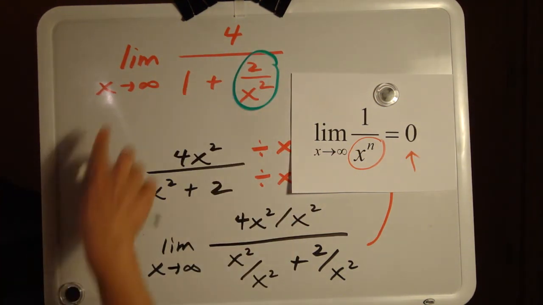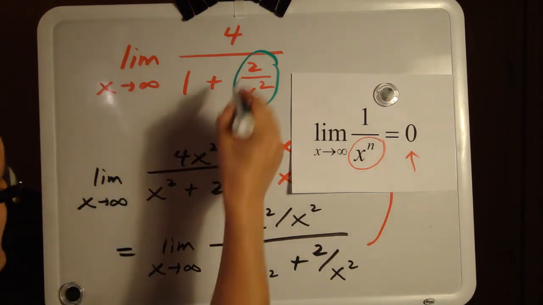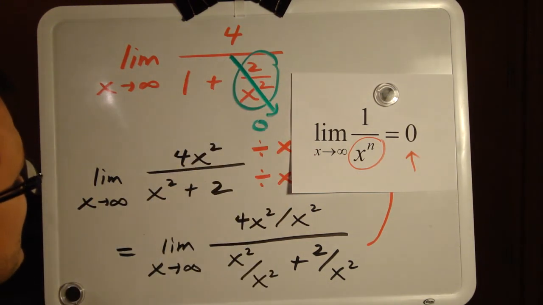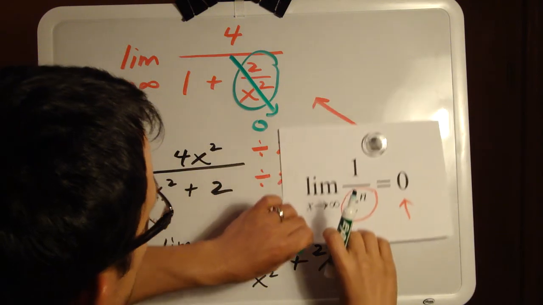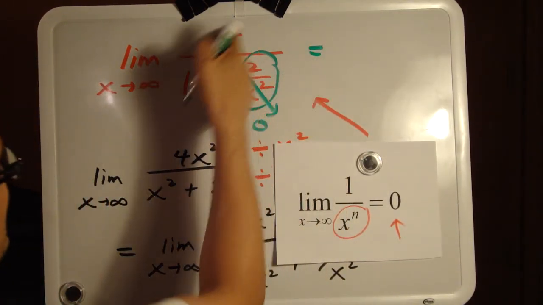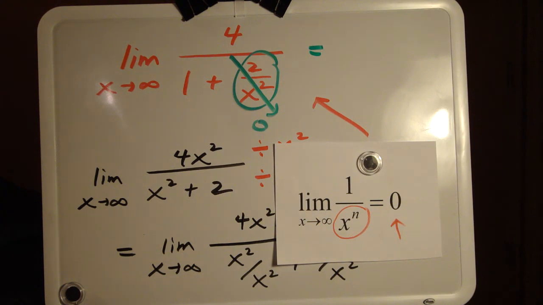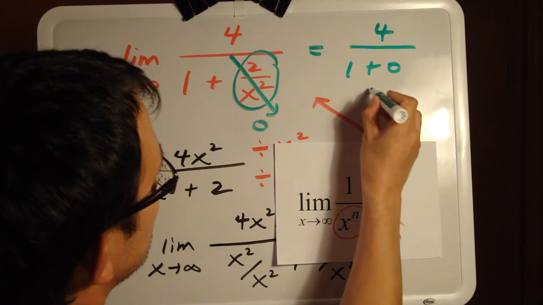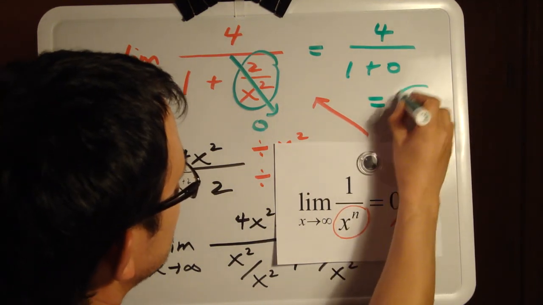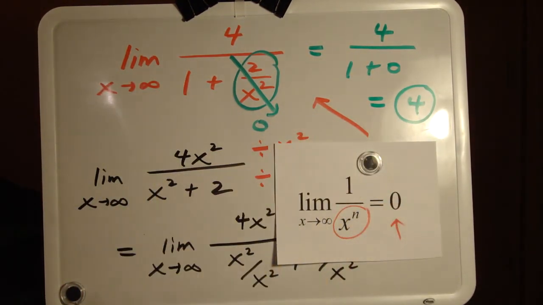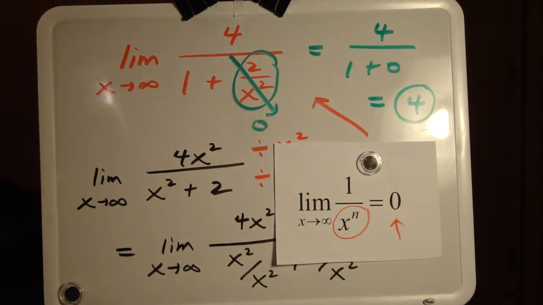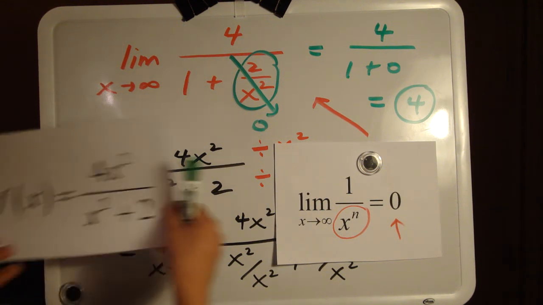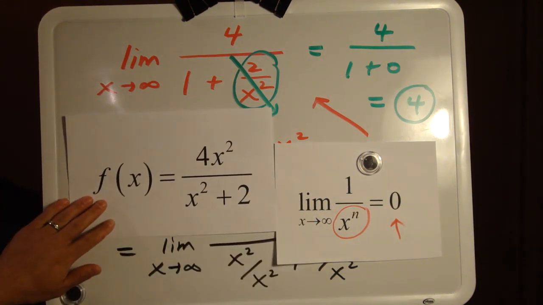So 2 over x squared, as x gets very, very big, is going to be negligible, and it's going to tend to 0. If you take a look at this limit, everything else is unaffected by the movement of x. So you end up with 4 over 1 plus 0, and this simplifies to 4. You can guess that this 4 corresponds to the same value that we had before, y equaling 4. So this is the way that you can justify that this function, 4x squared over x squared plus 2, has a horizontal asymptote when y equals 4.